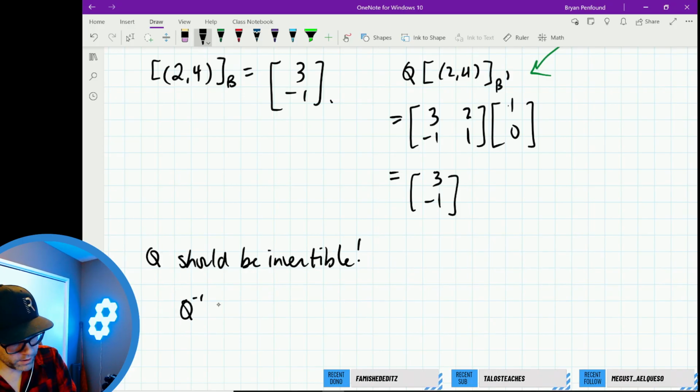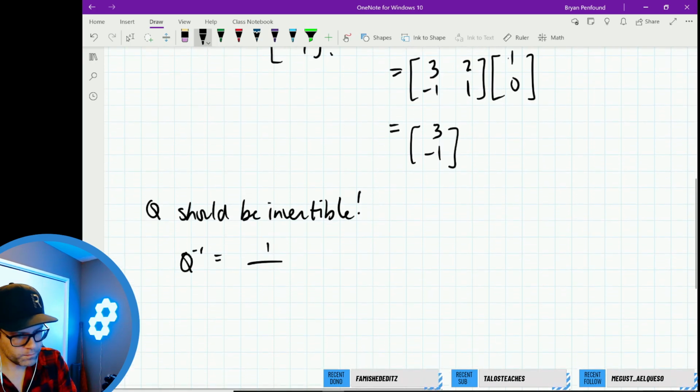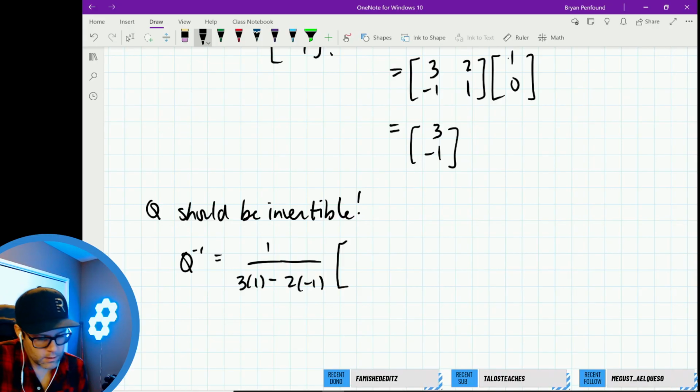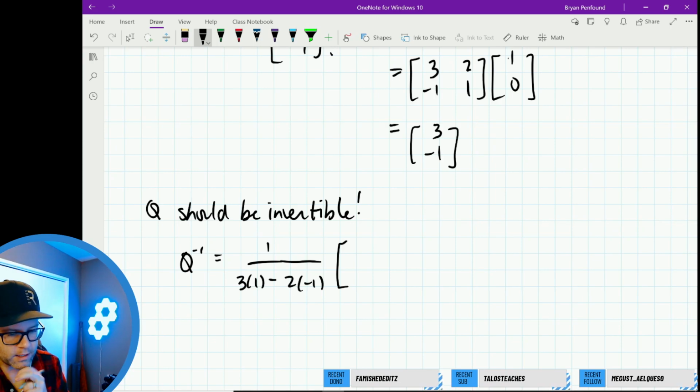So what is the inverse of Q? It should be 1 over 3 times 1 minus 2 times minus 1. So here I'm just using a quick 2x2 inverse formula, which we haven't really talked about, since determinants are coming at the end of January. But if you've taken a linear algebra class, you should know that quick formula, or you can search it up online.